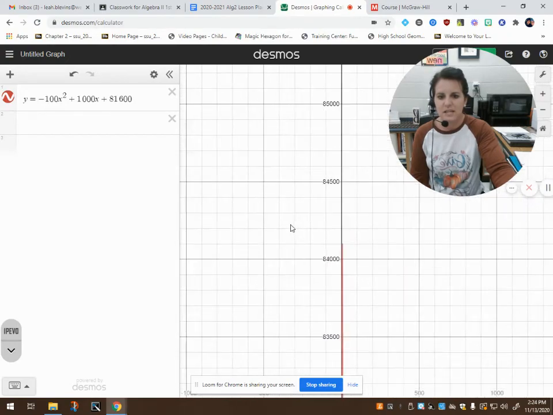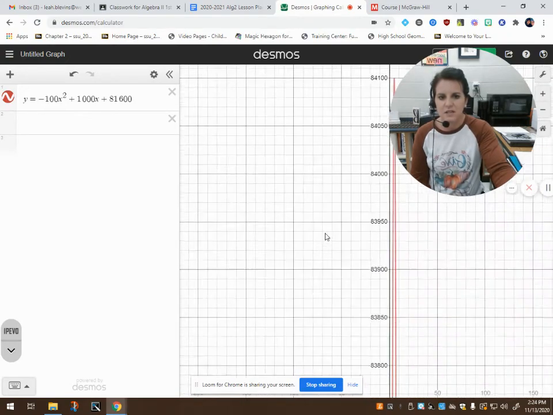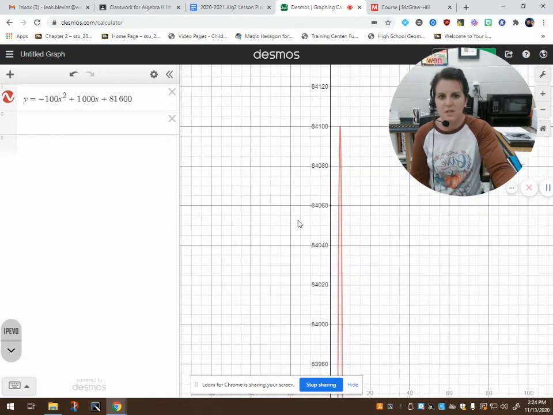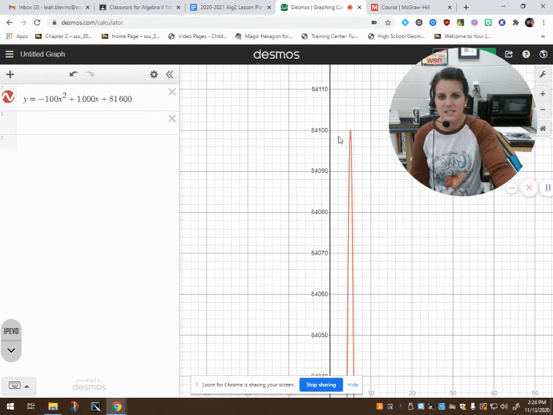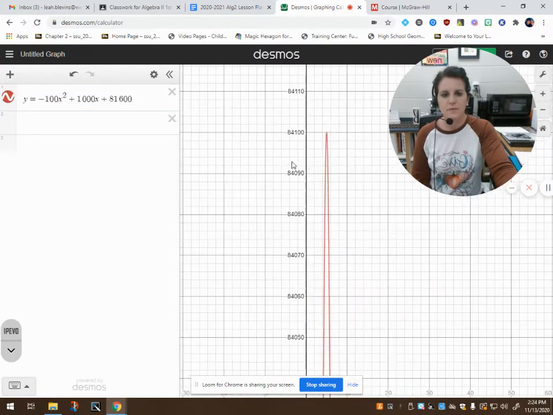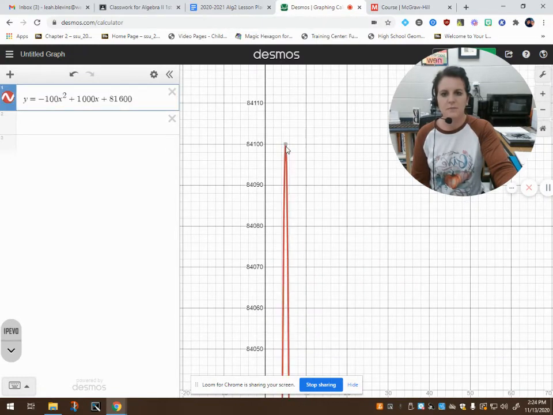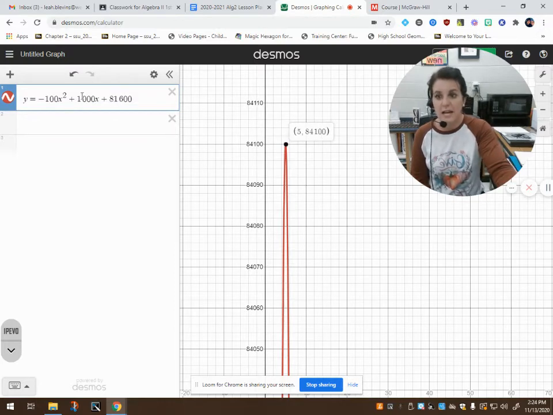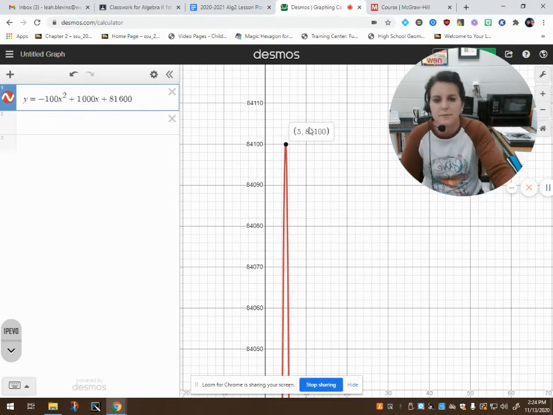So now we'll zoom back in so that we can find what the coordinates are of this vertex. There it is. My x is 5. My y is 84,100. It's a pretty big number. But it makes sense because this is 81,000, so we're adding all of that. Well, we are subtracting this part, but we're adding 5,000 and then subtracting a number. So anyway, it makes sense that that would be the correct answer.